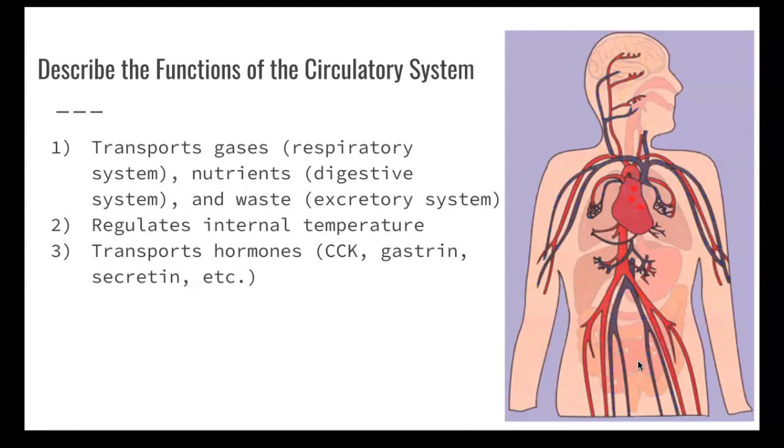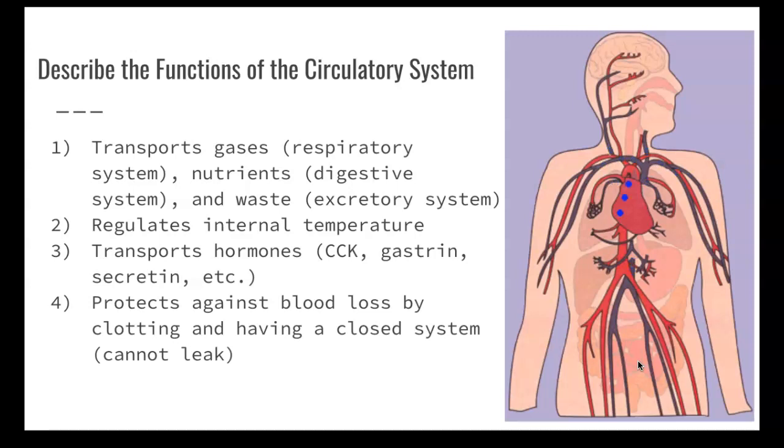In Bio 20, we learn about CCK and gastrin and secretin, which are all hormones that control the digestive system. And there's a whole bunch of other hormones that it would transport around our body, making sure our body is always staying at homeostasis and making sure that we're doing what we need to do.